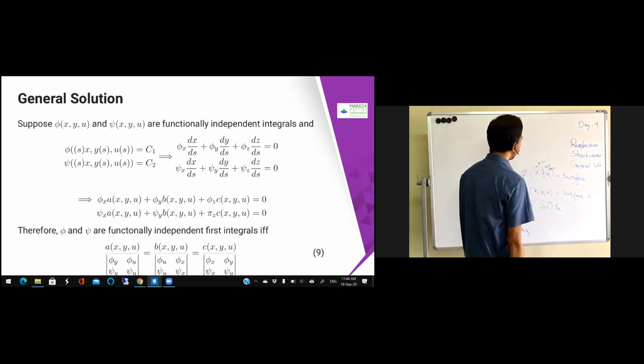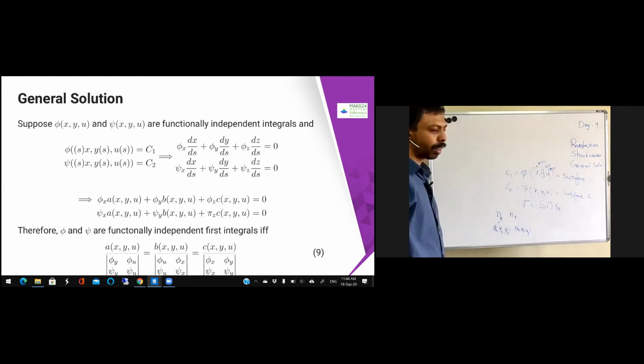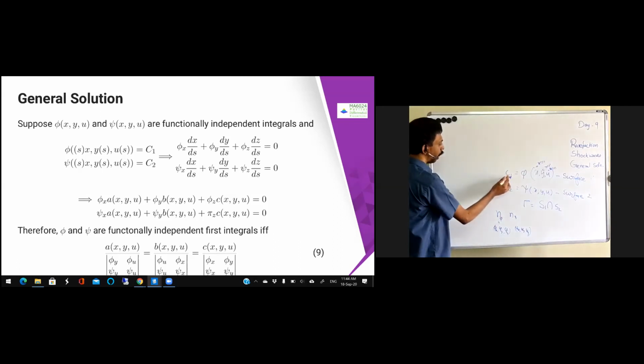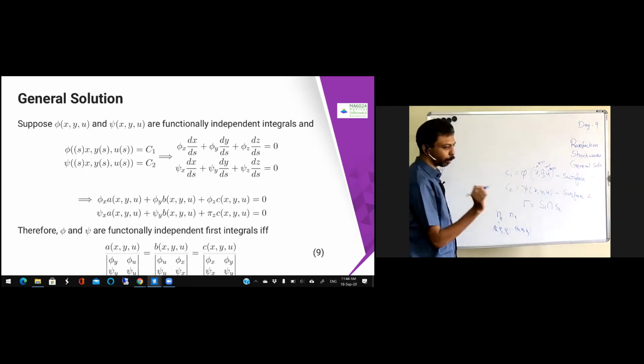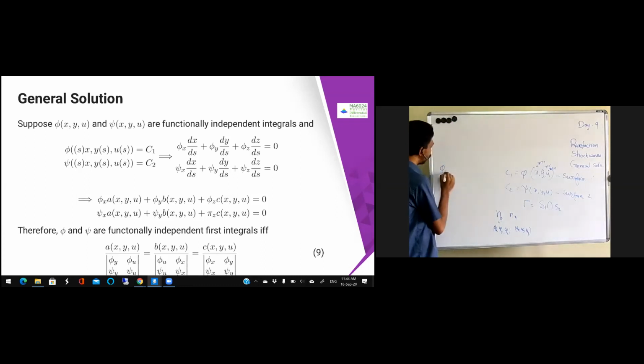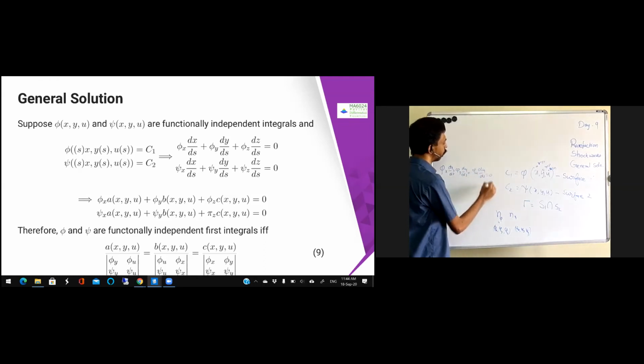Similarly here. Now what I am trying to find is the total derivative of this. If I find the total derivative, the right hand side is constant, and the left hand side is constant, so this is going to become 0. If I find d pi by ds, what I am going to get is pi x into dx by ds plus pi y into dy by ds plus pi u into du by ds equal to 0.